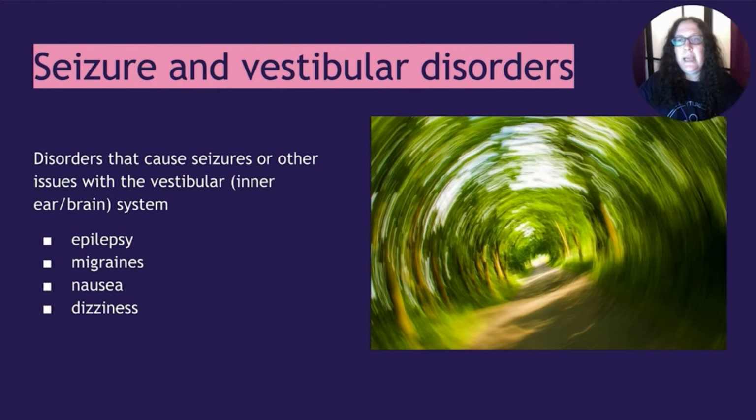And the last one that we have here is seizure and vestibular disorders. So these are disorders that can cause seizures or other issues with the vestibular system, which is your inner ear and brain system. Your inner ear controls your balance, and so you can have that kind of knocked out of whack, and that can cause some problems. So, of course, the thing that we most often associate with seizures is if you have epilepsy, but migraines fall under this category. And if you have some of those vestibular issues, then you can have side effects like nausea and dizziness, balance issues, things like that as well.